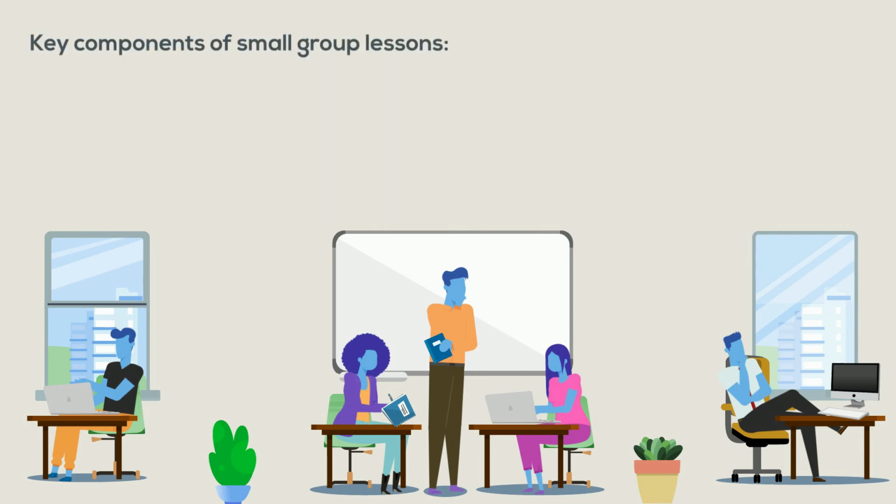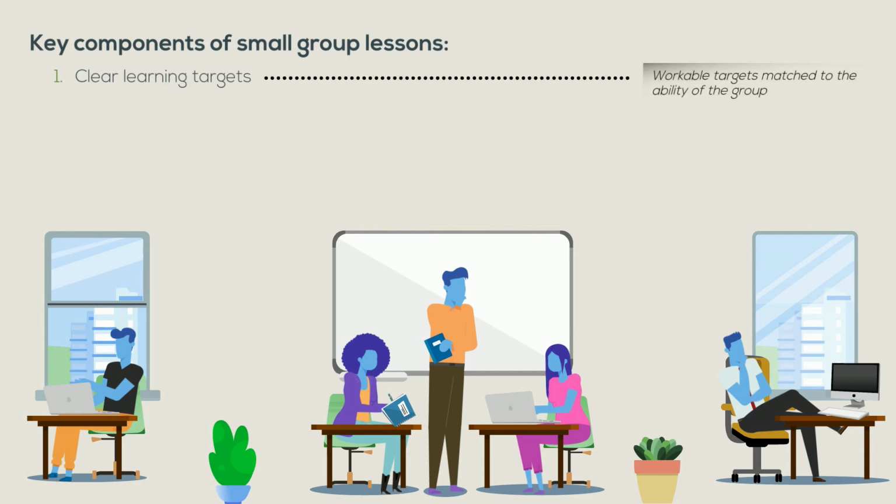The key components are: 1. Clear learning targets. These are workable targets matched to the ability of the group. They usually look like I can statements, and students are familiar with the target they are trying to reach. This is made explicit to the students in the group. Also include the names of students, but keep in mind this is always changing.